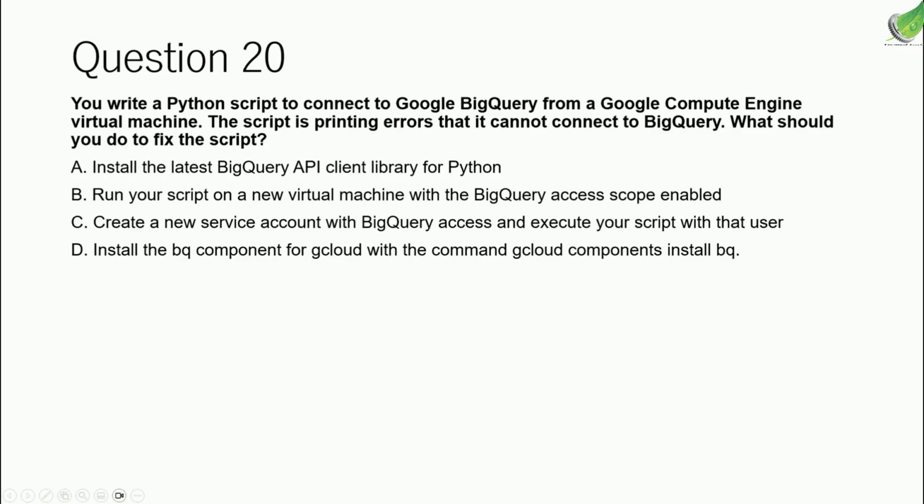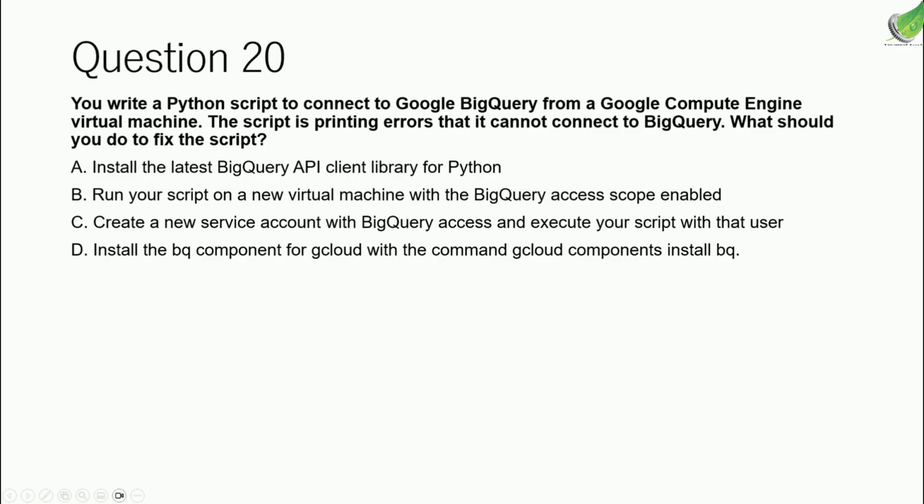Question 20. You write a Python script to connect to Google BigQuery from a Google Compute Engine virtual machine. The script is printing errors that it cannot connect to BigQuery. What should you do to fix the script? A. Install the latest BigQuery API client library for Python. B. Run your script on a new virtual machine with the BigQuery access scope enabled. C. Create a new service account with BigQuery Access and execute your script with that user. D. Install the BQ component for cloud with the command cloud components install BQ.